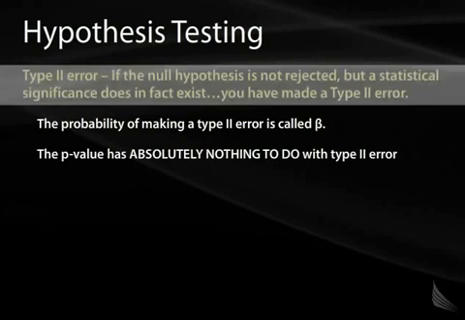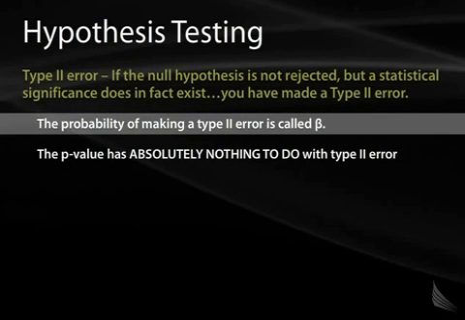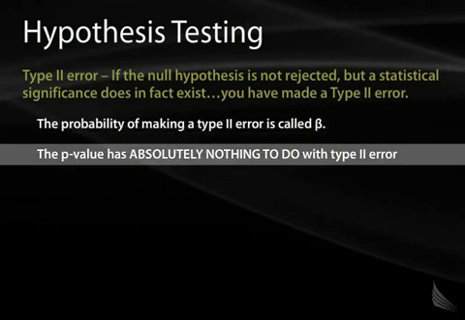In contrast, a type 2 error is if the null hypothesis is not rejected, but a statistically significant difference does in fact exist. The probability of making a type 2 error is called beta. And it's important to remember that the p-value itself has nothing to do with a type 2 error.